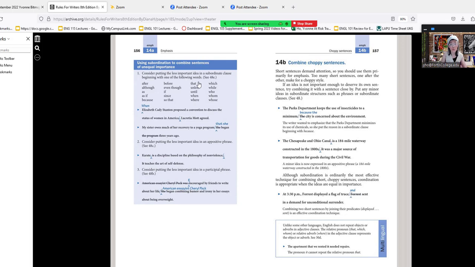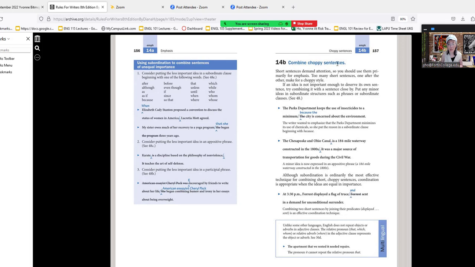Because as soon as you put a subordinating conjunction in front of an independent clause, it becomes a dependent clause, and it instantly becomes the less important idea. And then the independent clause is the important idea. And then also remember that if your dependent clause comes in the beginning of the sentence, you have to have a comma. And if your dependent clause comes at the end of the sentence, you do not need a comma. And so it's up to you how you want to combine your choppy sentences. You can either use coordination or subordination.